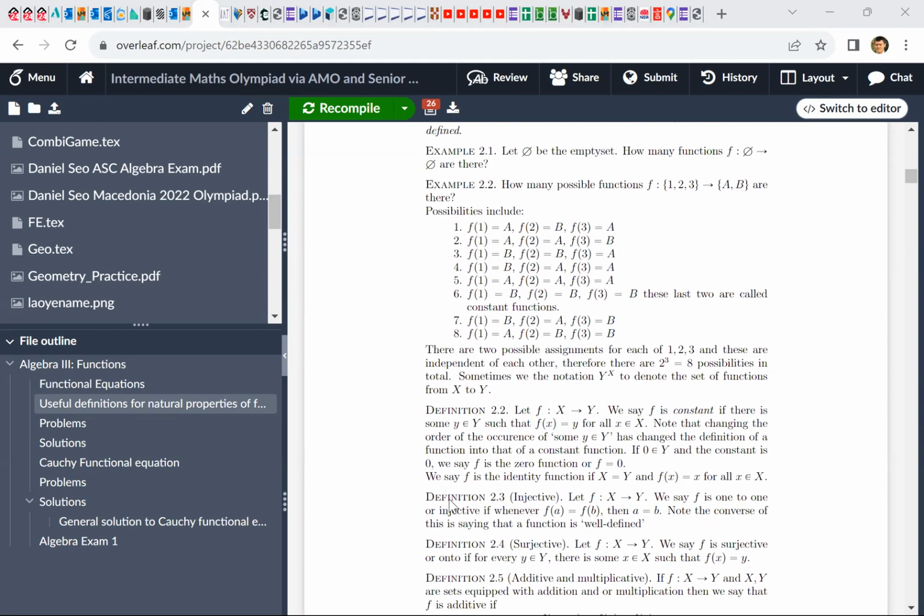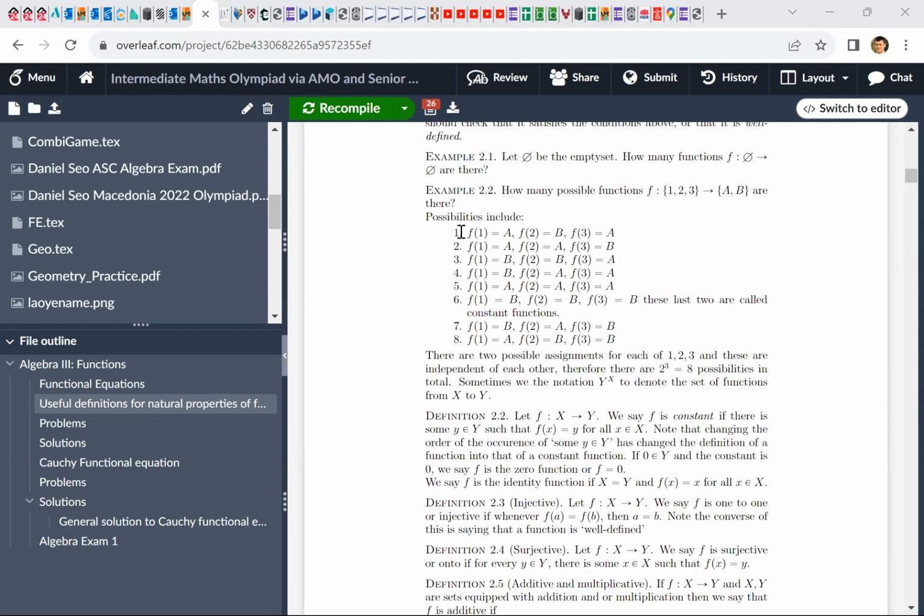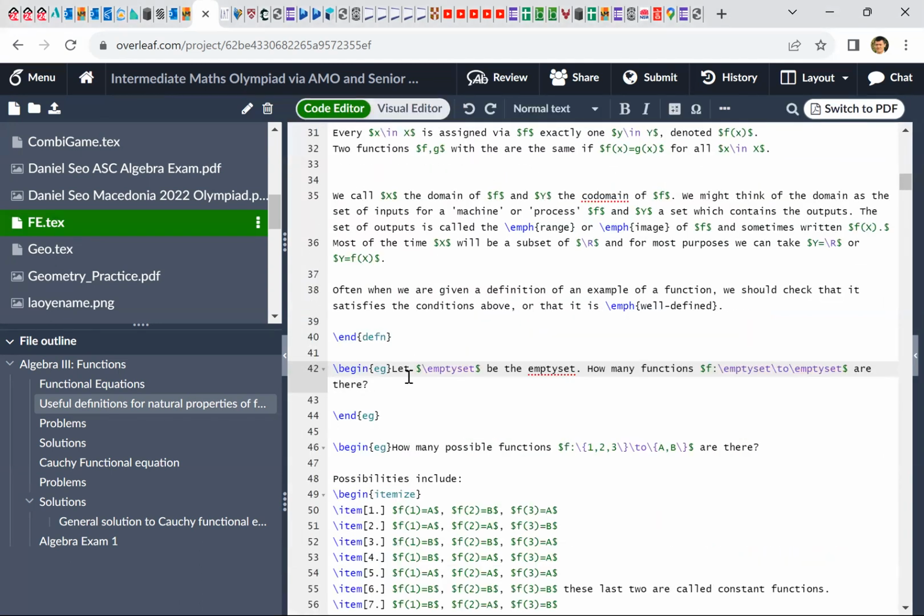Okay, so if you look at this, all it takes to define a function is to specify what happens to 1, 2, and 3. Remember, everything in the first set has to have an output. And so you have to assign either A or B to each of 1, 2, and 3. And you can actually do them independently. So that's why there's eight functions. Do people understand this?